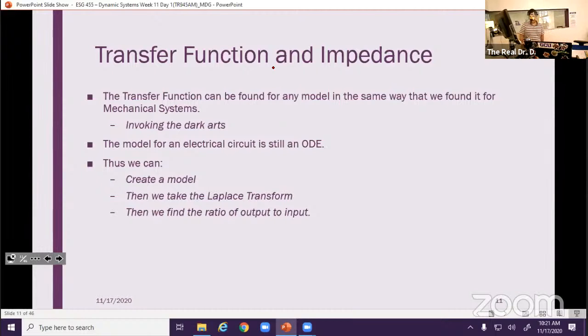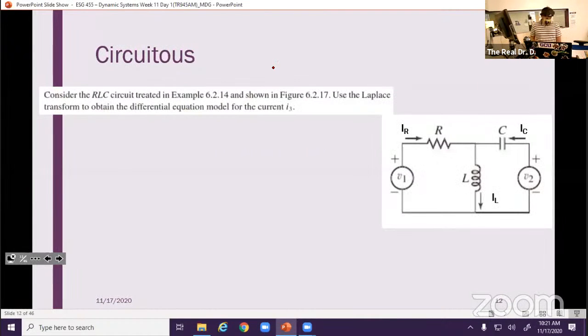So first, we create our model. That's the 5 steps that we always use. Then we take the Laplace transform, and then we find the ratio of the output to the input. We're just finding our transfer function. That's what we're doing. So let's do one together. Here's a circuit. Consider the RLC circuit treated in example 6.2.14, not from our textbook, and shown in this figure. Use the Laplace transform to obtain the differential equation model. And so we're going to use the Laplace transform to get our differential equation.